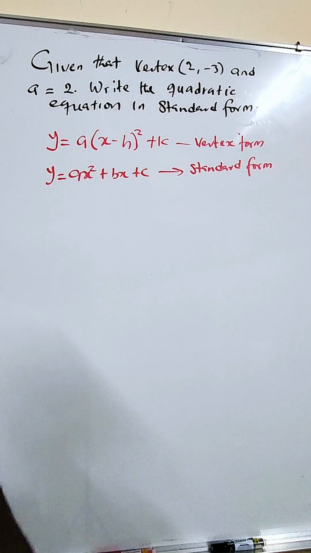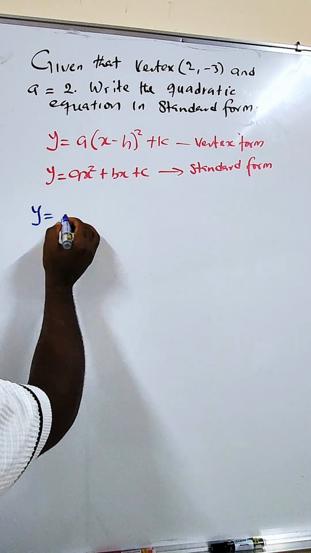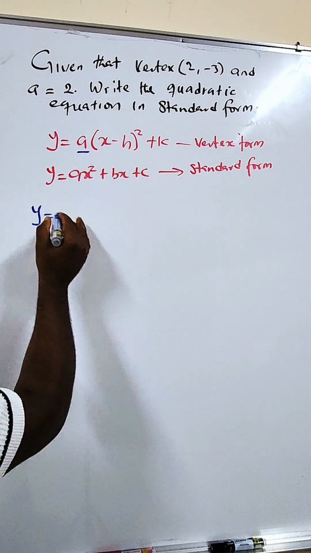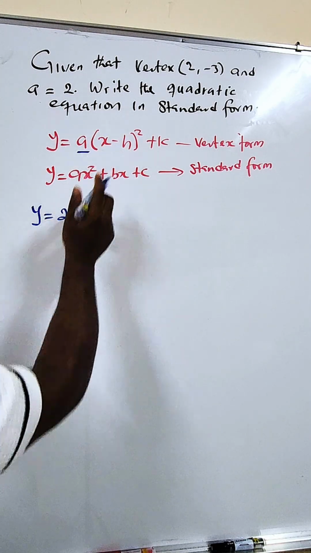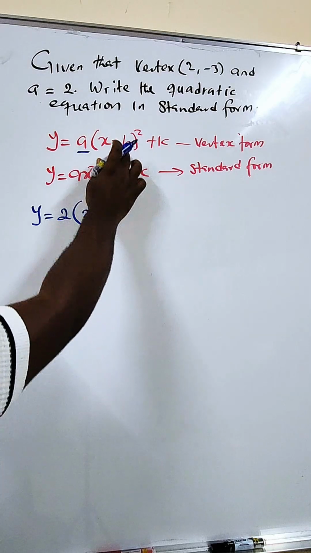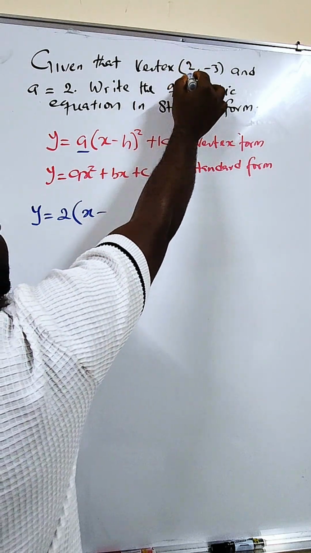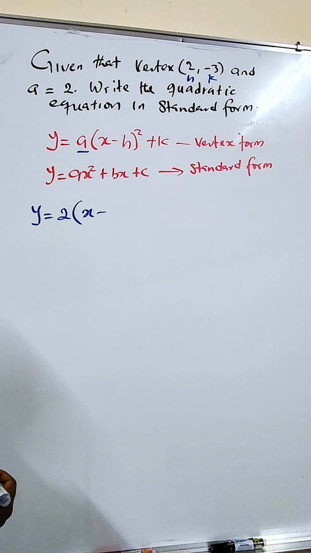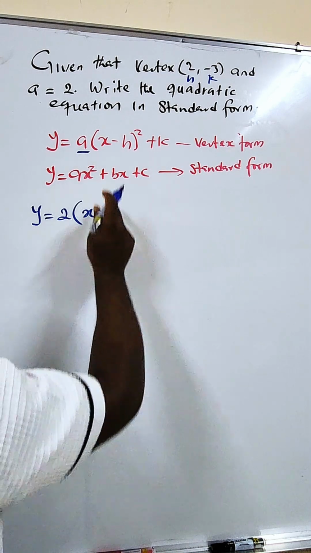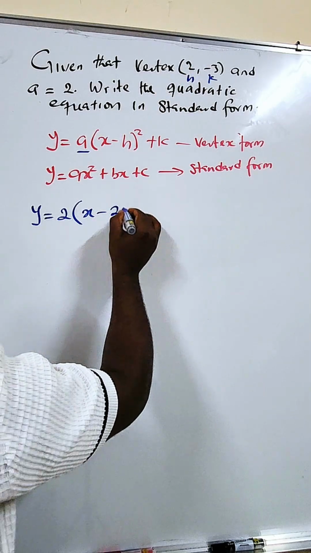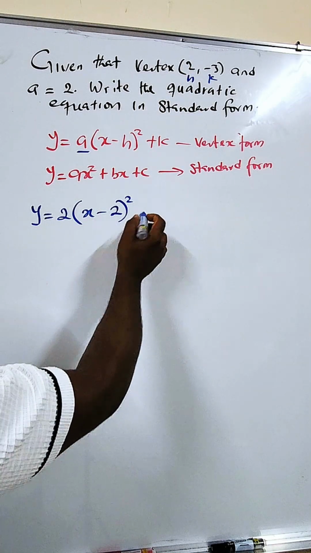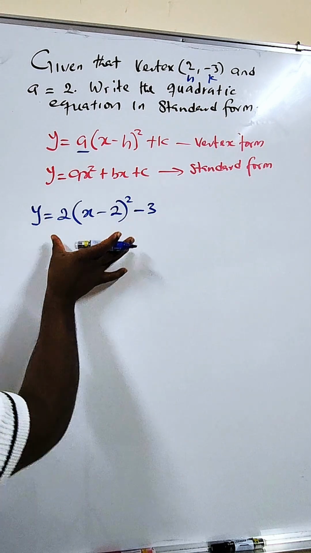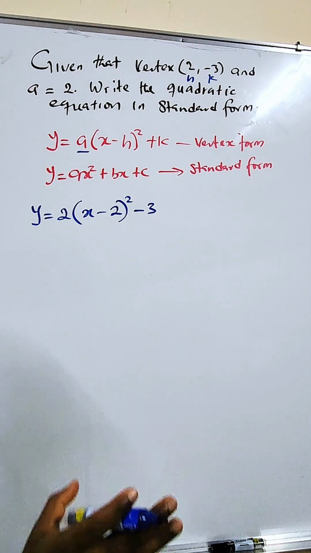So to do that, we have y equals, they told us that a equals 2, so this a here equals 2. So you write 2, then x minus, what is our h? This is h and this is k, right? So that is the vertex of the quadratic equation. So our h here is 2, squared. Then we have plus k, but we have negative there, so it's going to be minus 3. So this is already in vertex form.